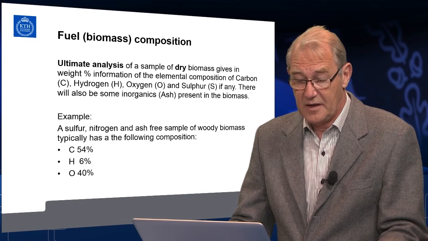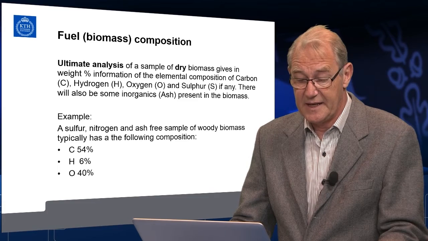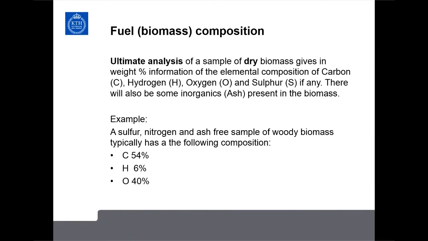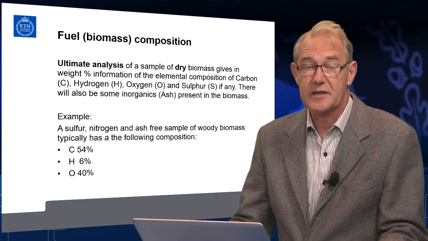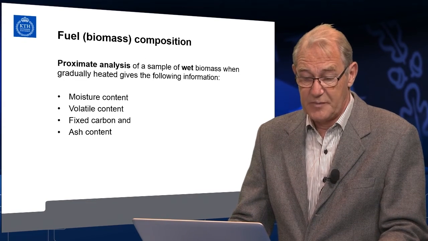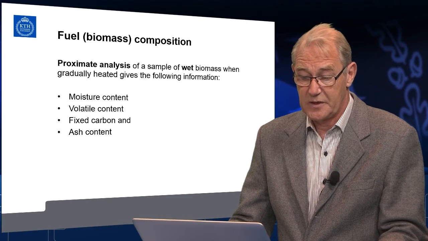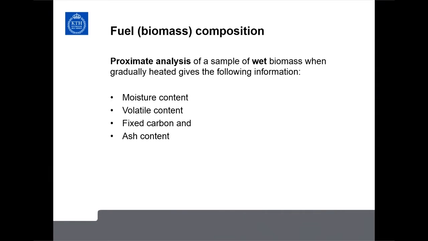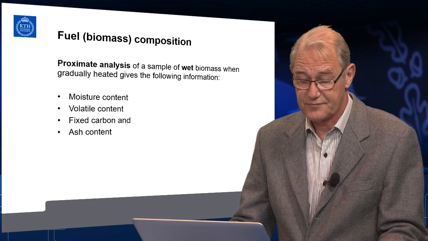The biomass consists of mainly carbon, hydrogen and oxygen, and the analysis of the fuel can be done in different ways. We can have it on the dry basis, which is called the ultimate analysis. And we can have it in approximate analysis, which is on a wet biomass basis. And then in the wet biomass, you also have the moisture content, volatile content, fixed carbon, and ash content.